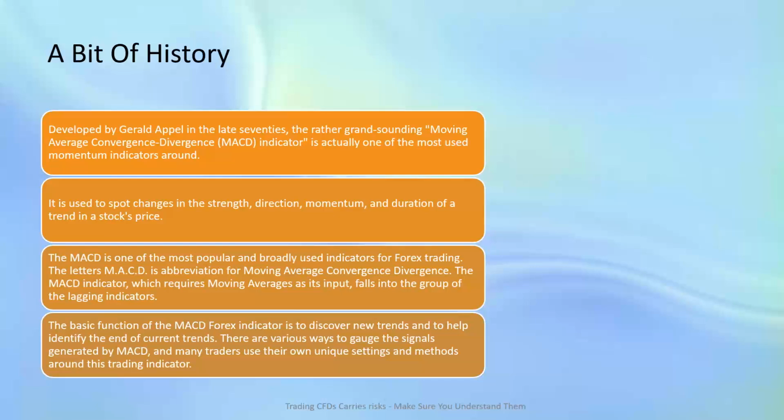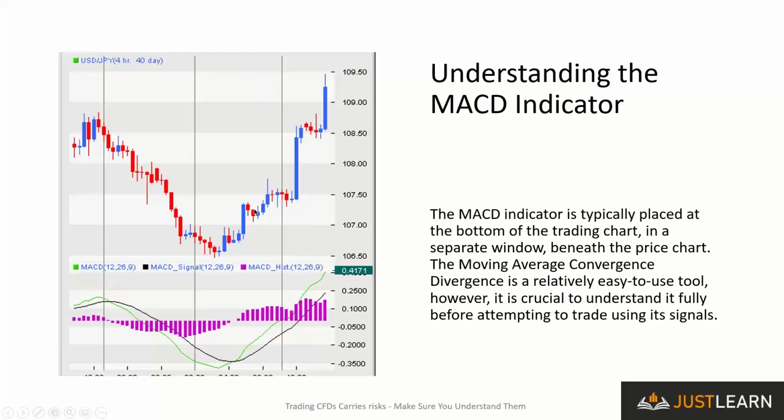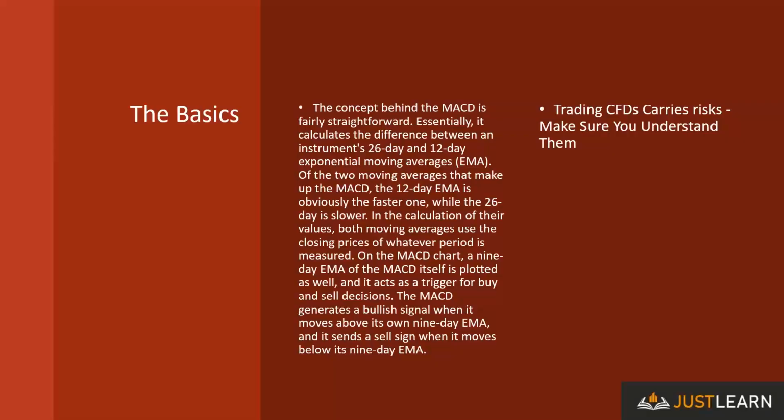MACD tells us a lot of information about the markets. The MACD indicator is typically placed at the bottom of your trading screen in a separate window beneath the price action. The moving average convergence and divergence is, and I like saying that, a relatively easy tool to use. It's not very complicated. The basic concept behind MACD is fairly straightforward. Essentially, it calculates the difference between a 12 and a 26-day exponential moving average. Just the difference.